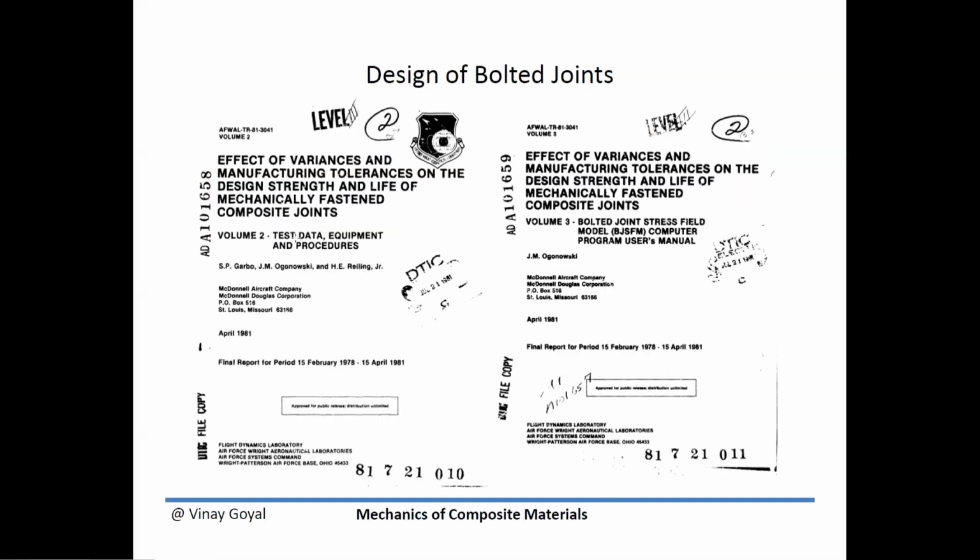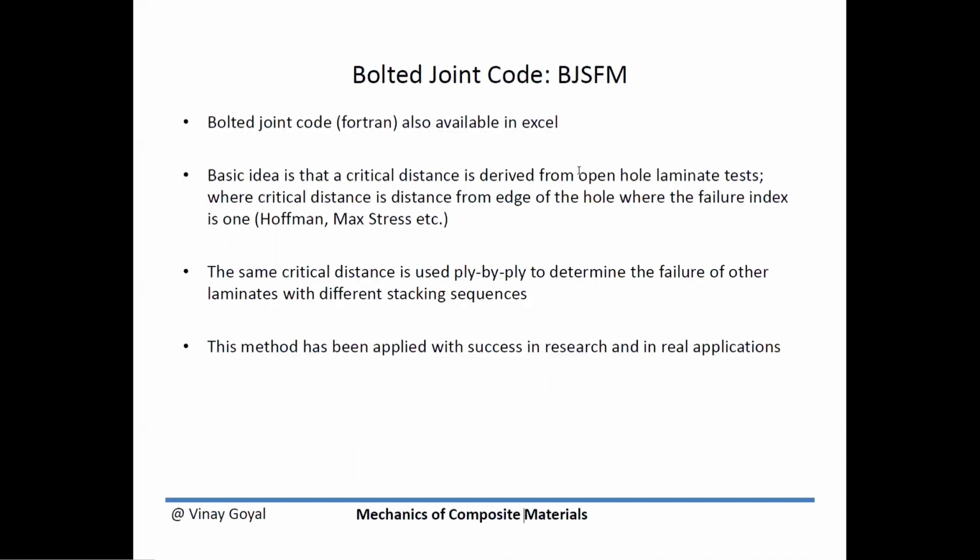There are two significant pieces of literature that I'd like you to take a look at. One is the design of bolted joints, and the BJSFM code. It's a computer program user's manual. Both of these are great reads, so you can see how there are other methods out there that could be used. Now, these are approved for public release and should be fairly easy to download.